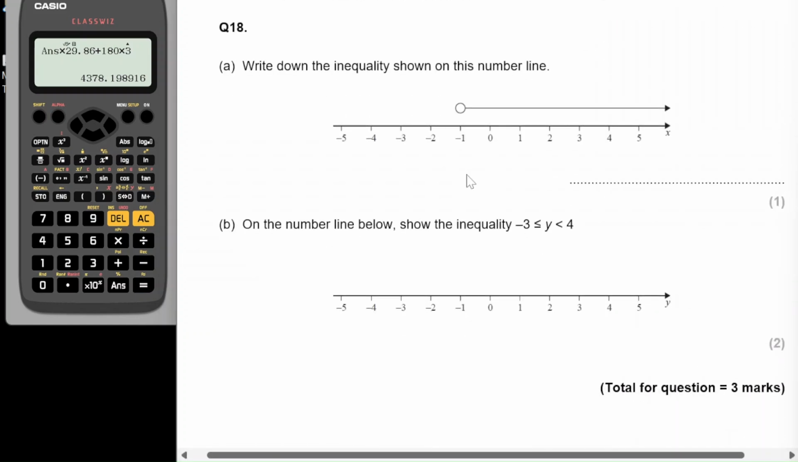Question 18, write down the inequalities shown. So we've got x, if we're calling it x, that's what it tells us in the question. x is greater than, but can't be equal to because it's not shaded in, greater than minus 1.